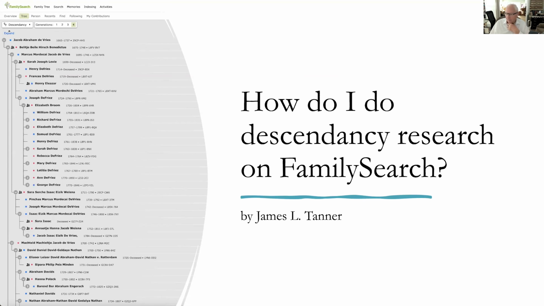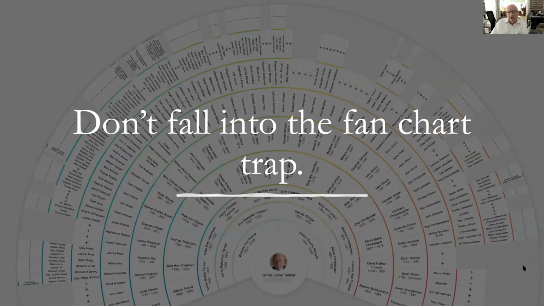Okay, so we'll get going here. And first of all, I'm going to ask that you do not fall into the fan chart trap. This is a 10-generation fan chart generated on MyHeritage. And you can see there are just abundant numbers of blanks and pluses out there, people that could be added to this lovely fan chart. If you obsess on a fan chart like this, the results will be very simple. You'll spend a whole lot of time looking for one or two people and not actually making much progress.